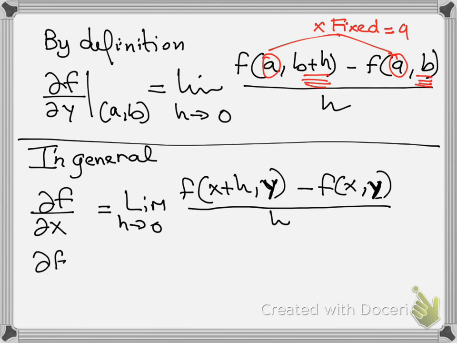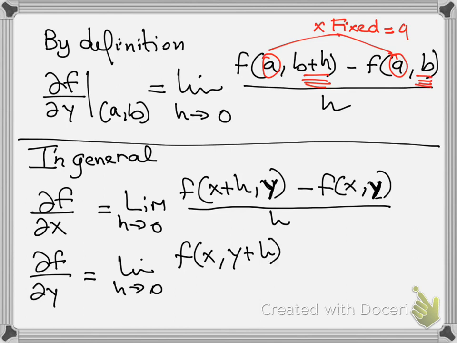And partial f, partial y will be the limit as h goes to 0 of f of x, so x is fixed, and y varies, so y plus h, minus f of x, y, over h.